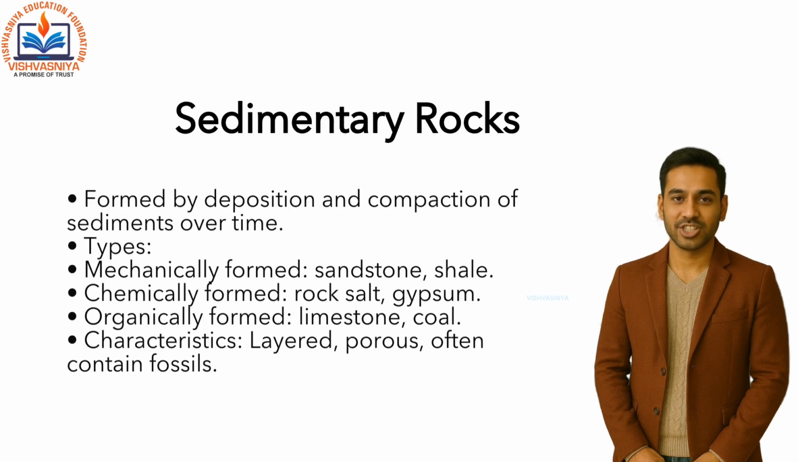Sedimentary rocks are formed by deposition and compaction of sediments over time. Types: mechanically formed, example sandstone, shale. Chemically formed, example rock salt, gypsum. Organically formed, example limestone from shells, coal from plants. Characteristics: layered or stratified, porous, and often contain fossils, making them very important for studying Earth's history.